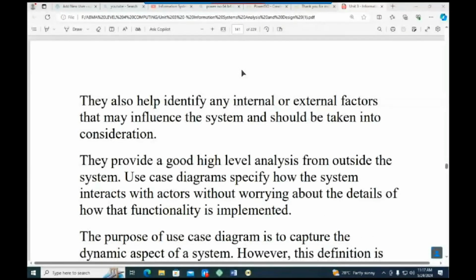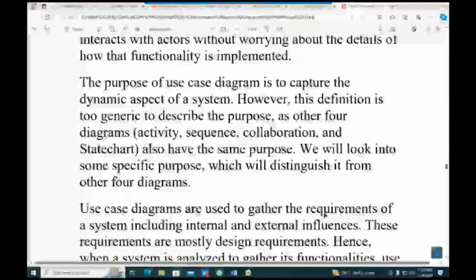So the use case diagrams are also going to help us to identify any internal and even external factors. At times we are creating systems, and this system can be affected by either an external factor or an internal factor. So when we draw the use case diagrams, they're going to help us to identify if we have anything internal that can affect or influence the system, whether positively or negatively. Also, if we have anything external that can influence the system, whether positively or negatively. So they are going to help us identify that.